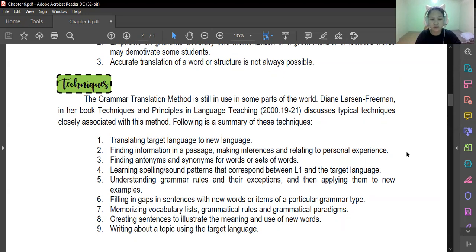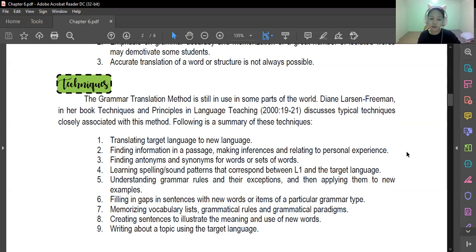Next, finding antonyms and synonyms for words or set of words. Also very important. Because, right, you are in the process of memorizing vocabulary. So inevitably, you will also encounter their antonyms and synonyms. So one way of learning the translations of some words is you use their antonyms. So yeah, our new word for today is flabbergasted. The antonym for flabbergasted is calm, or the synonym of flabbergasted is surprised. So what does flabbergasted mean? So you use that. You're using GTM.